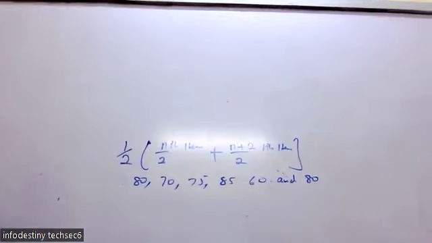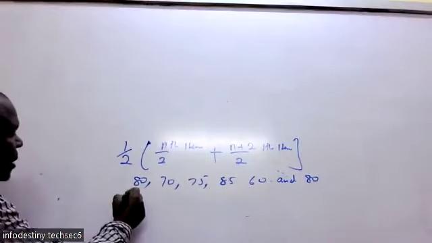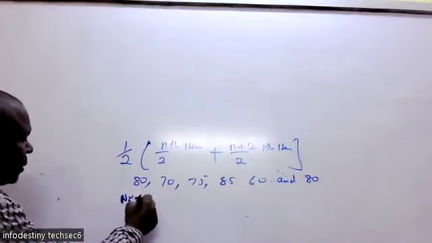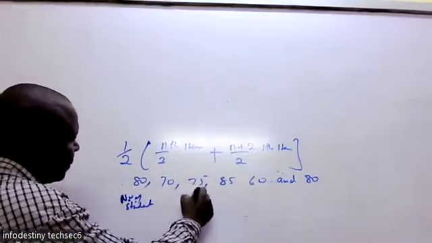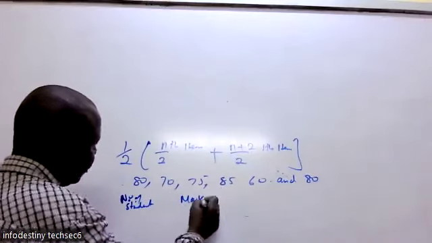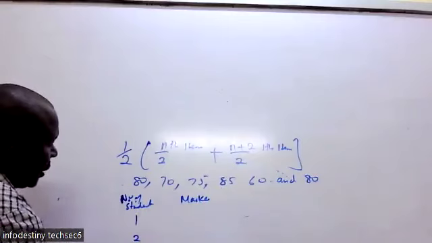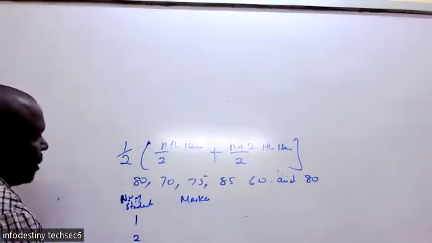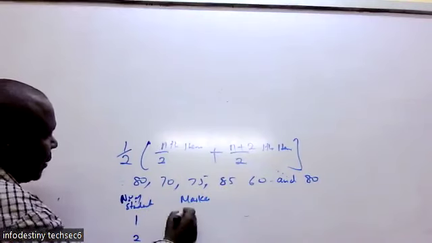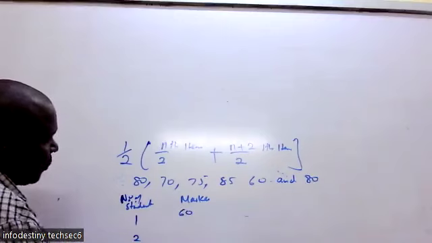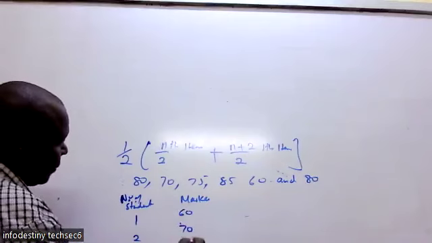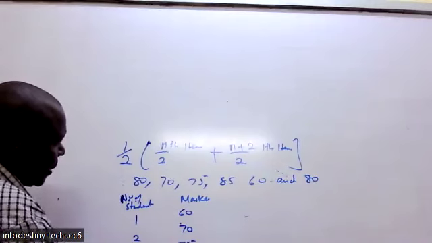So we are talking about the marks. So we have number of students, then we have marks. So we have 1, 2, 3, 4, 5, and then 6. The marks, the lowest is 60. We go to 70, 75, 80, 85.